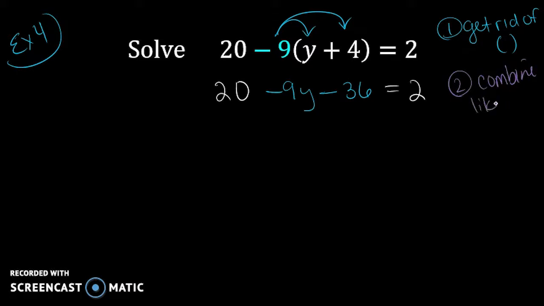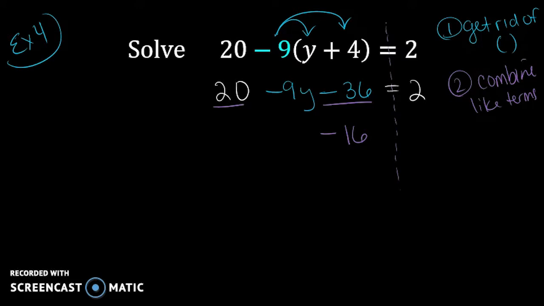Combine like terms. It's important to remember that this is an equation, so you're only working on one side of it. So even though I have a 20 and negative 36 and there's this 2 over on the other side of the equation, that 2 is on the other side, so it's not part of the like terms that I can combine. I just have the 20 and the negative 36. So I have a positive 20 and a negative 36, which is going to give me negative 16.